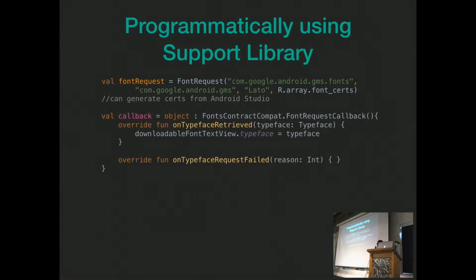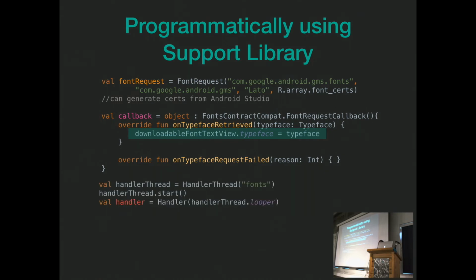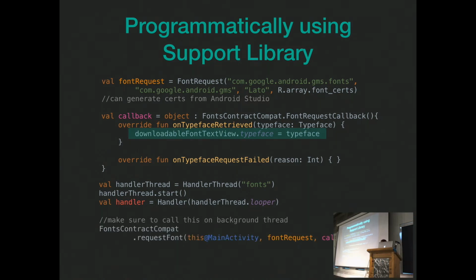And then you set up your callback with the success and failure callbacks, and in the success, you can set your typeface. And then you want to set up a handler because you don't want the font download to happen on the main thread. You don't want to block the UI for this. And so you set up a handler to run on the background thread. And then you put it all together with FontsContractCompat.requestFont. And you pass in the font request, the callback, the handler thread. And then when the font is retrieved, either from the cache or the internet, you get one of the callbacks and you can deal with it appropriately.